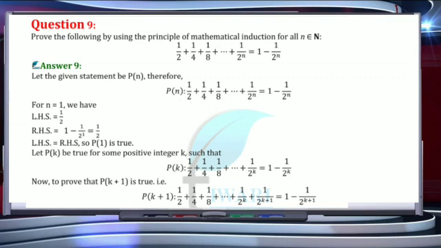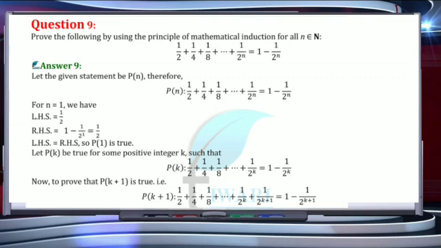So first we will find for n is equal to 1. For n is equal to 1, LHS will be the first term, that is 1 by 2. In RHS we will substitute n as 1. So it reduces to again 1 by 2 on simplification. So we can see that LHS is equal to RHS. So our P of 1 is true. Now let us consider that P of k is true for some positive integer k. So we will define P of k similar to P of n, just changing n to k.